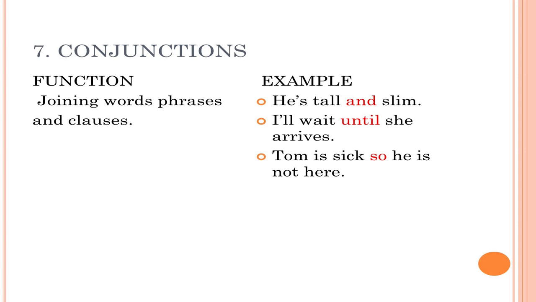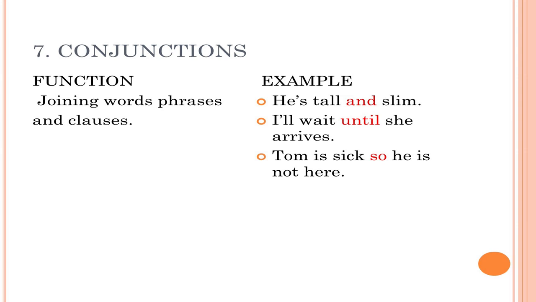Conjunctions are words that are used to join words, phrases, and clauses together in a structure, that is, in a sentence. You can describe conjunctions as link words or connecting words. They help to link or connect words together. Take a look at the examples we have here.